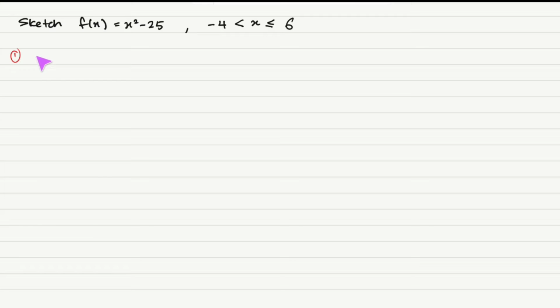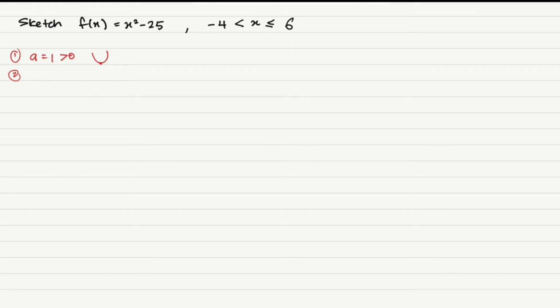Now, what is the first step? First step is to look at the shape of this graph. To know whether it's a smile or sad graph, you have to look at the coefficient in front of x squared. Now a here is 1. So when a is equal to 1, this is greater than 0, that means the graph is a smiley shaped graph. Second step is to find the minimum point.